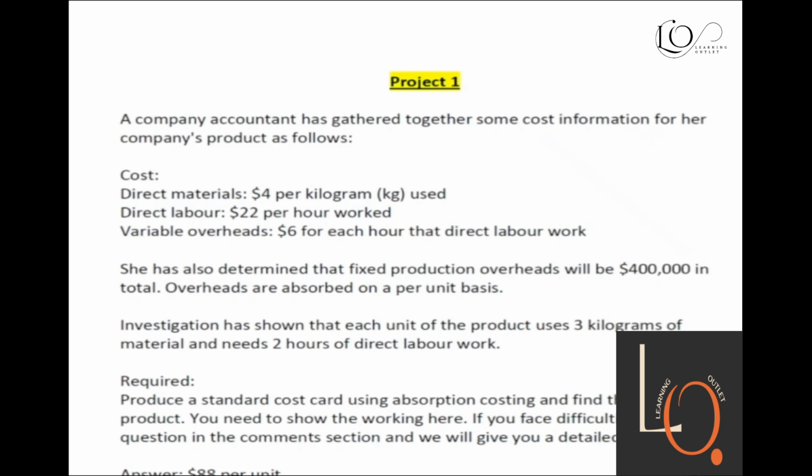If you face difficulties, put your question in the comment section below and we will give you a detailed explanation of the same. Just remember the absorption costing way I explained. The direct material plus the direct labor plus the variable overheads plus the fixed production overheads per unit gives you my total absorption cost. How will I find it? That is your job. That is for you to arrive at and put in the section below so that I can correct it, so that I can give you a deeper explanation if the need be. This is project number 1 for you.